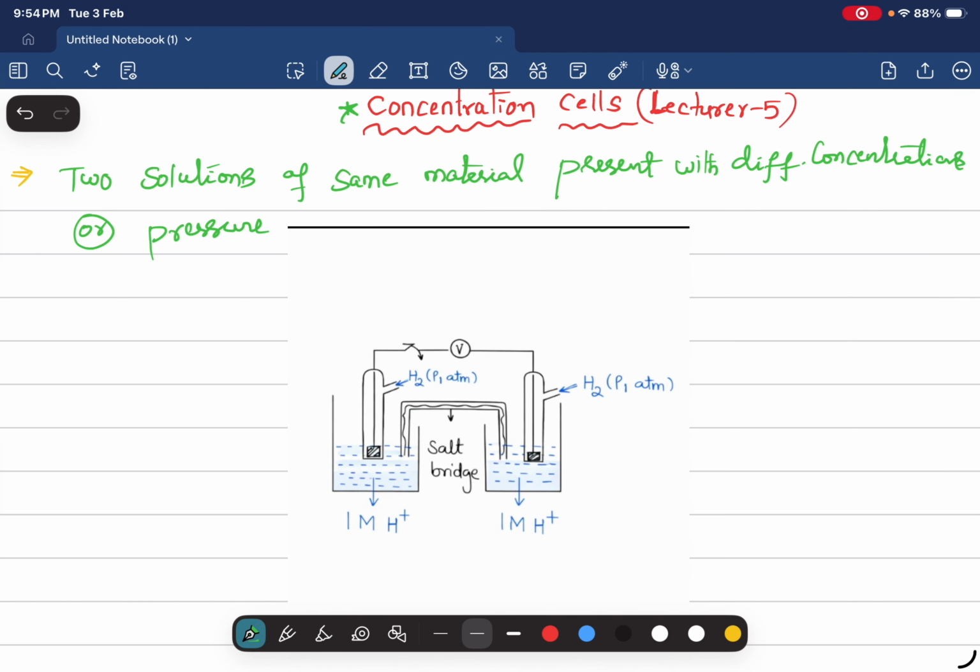The first case we are discussing is two solutions of the same material with different pressures. So there will be two hydrogen electrodes. This is the anode, this is the cathode. These two electrodes are at different pressures. Here hydrogen gas pressure is P1 atm, here hydrogen gas pressure is P2 atm.